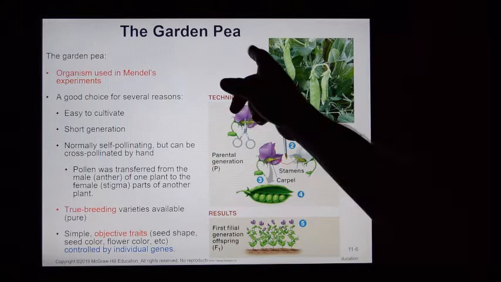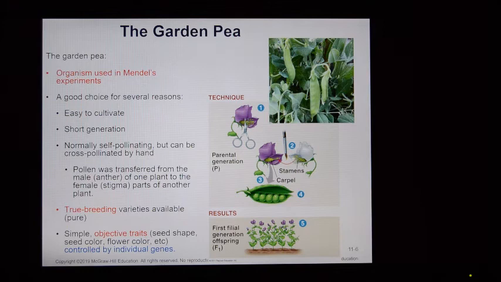Now, the garden pea was a wonderful plant for his experimentation for a number of reasons. One, it was very easy to grow. Pea plants are like weeds that just grow wherever you put them. They grow very quickly and then reproduce very quickly. They have what we call a short generation time.